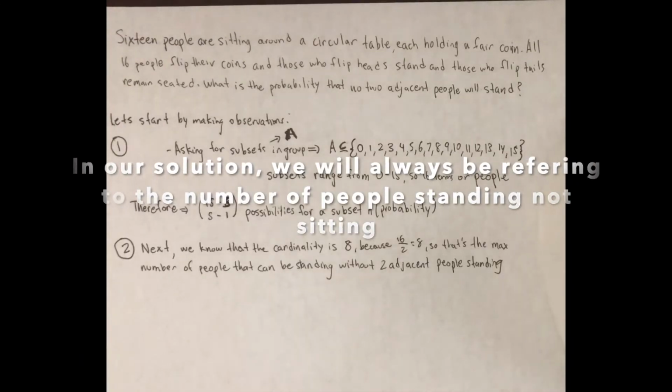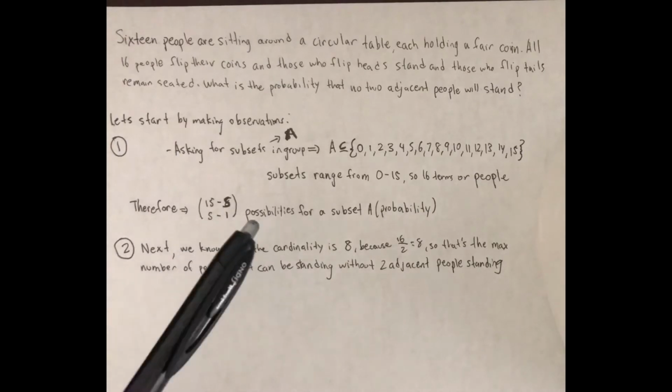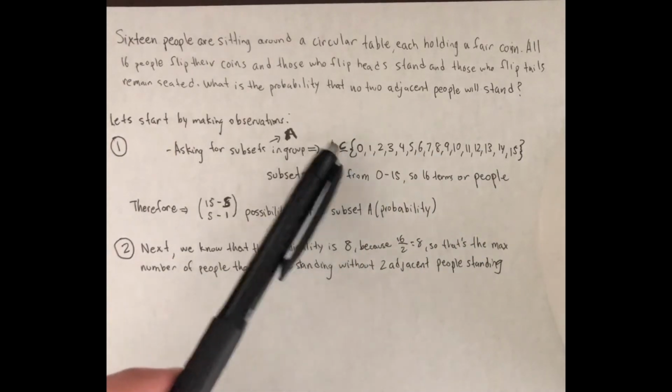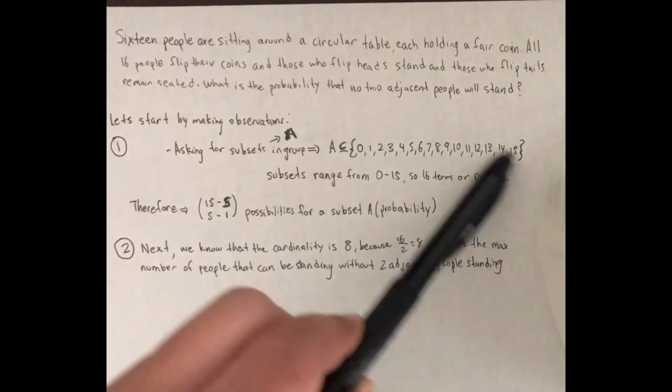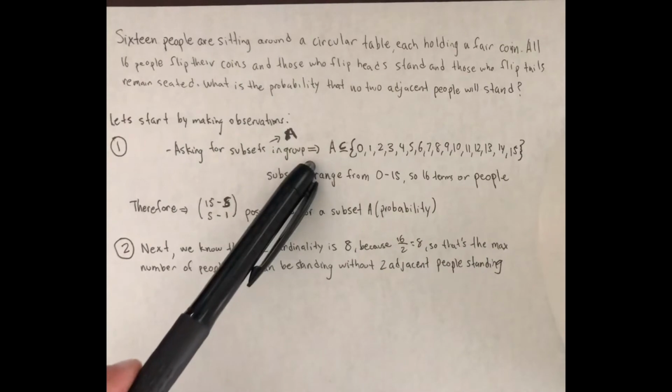So the question is asking for the number of subsets, and we can call that A. So the subsets in the group range from 0 to 15, because in a set you always want to start with 0. So in this you have 16 terms. In our case it's 16 people. So that's the set that we have.